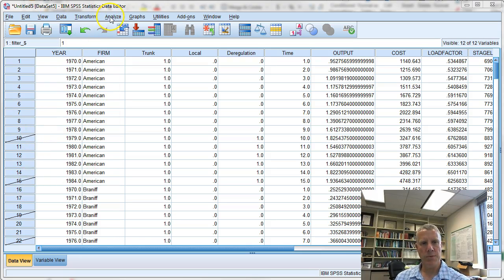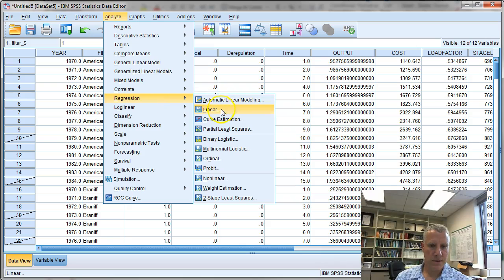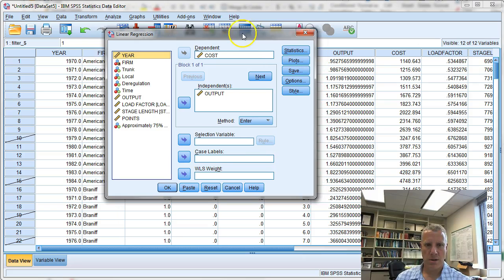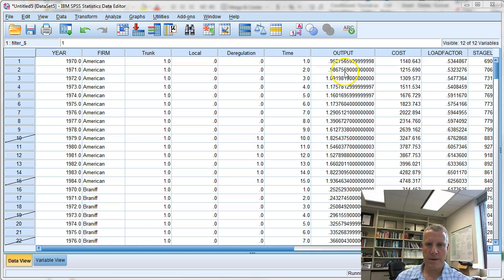The simplest cost function is the linear. If you click on Analyze, Regression, and Linear, I already have this set up. I have cost as the dependent variable and output as the independent. Cost will be your dependent variable in each of your models, and output is an independent variable. And that's ready to go. So I'm going to click OK.